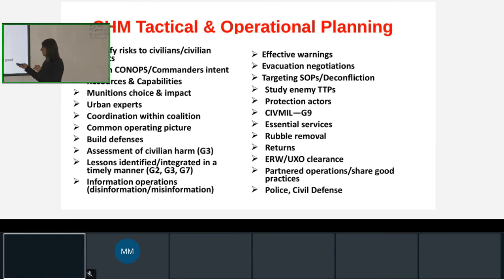So therefore, having the two, the three, the seven talking through all of these issues is very important. There's been some discussion on information operations. There's a lot of disinformation, misinformation that's out there. How do you counter that quickly? Be first with the truth, including when you make mistakes. We talk about effective warnings, negotiations, targeting SOPs and deconfliction. There are huge challenges in targeting SOPs, and yes, a lot of NATO countries, the US has no strike list, et cetera.